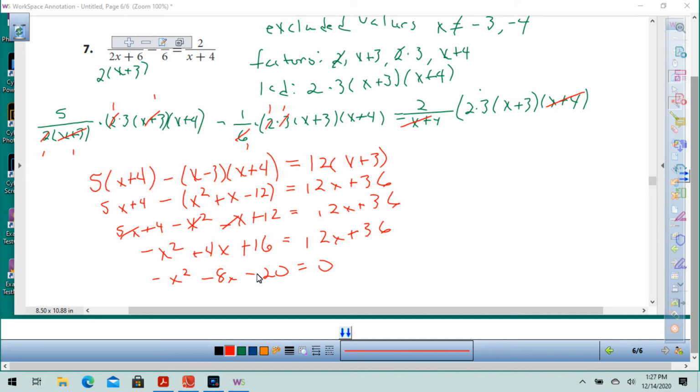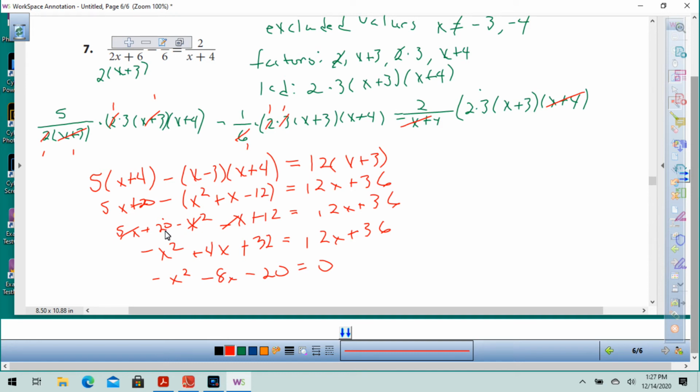And then what does that give us? Well, that's negative all the way across. I feel like something is off. 5 times 4 is 20. That's what's making it look funny. So that's 20, and 20 and 12 is 32. That's 20, and that's 12. Okay, that's 32. That's not right. 5 times 4 is 20. 3 times 4 is negative 12.